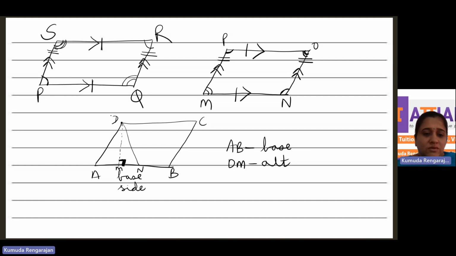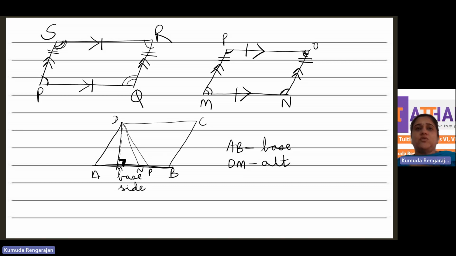Now there can be another line from D, like DP. There can be many line segments from D. DN and DP are not altitudes for the base AB because they are not perpendicular; they're not making 90 degrees with AB. But look at DM. DM is making 90 degrees with AB. So if you take AB as the base, then DM is the altitude. Do you understand that?